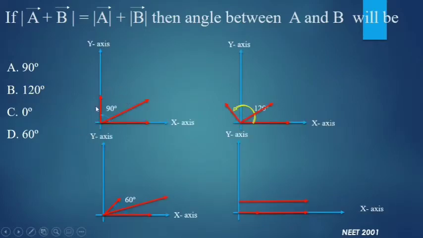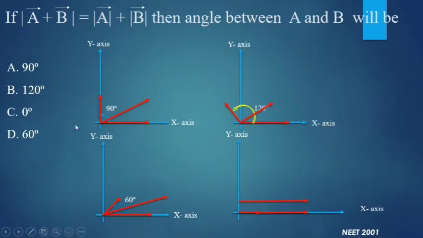So in this first option, you can see the 90-degree angle is there, and for any sort of vectors which are at 90 degree, the resultant will be like this, and the magnitude of resultant is not equal to the magnitudes of these two. So same thing happens with the 120-degree angle also and 60-degree angle also. The magnitude is not equal to the magnitude of the input vectors, that is vector A and vector B.